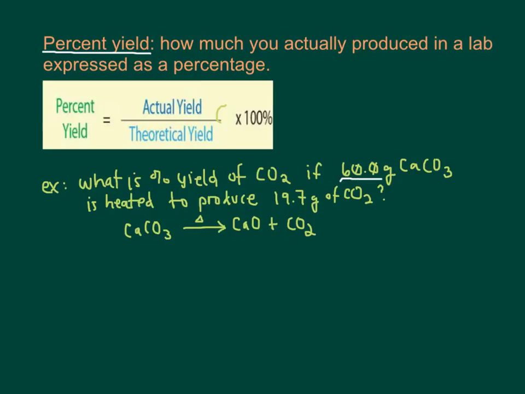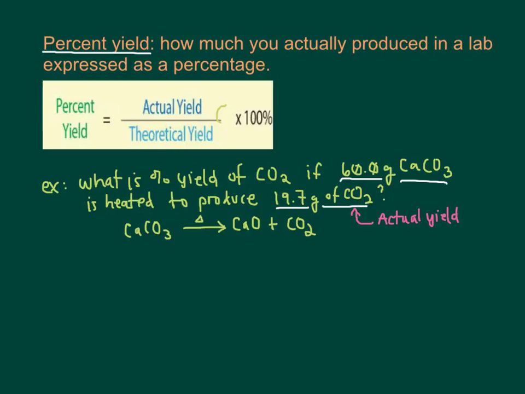So first of all, let's look at what we're given here. We know that we're starting with 60 grams of calcium carbonate, and we go in a lab, we heat it, and we produce this much carbon dioxide. So this is going to be your actual yield of carbon dioxide. You have to read the question and be able to identify that that's what you're really getting. And of course, to calculate percent yield, we've already got the actual yield because it was given.